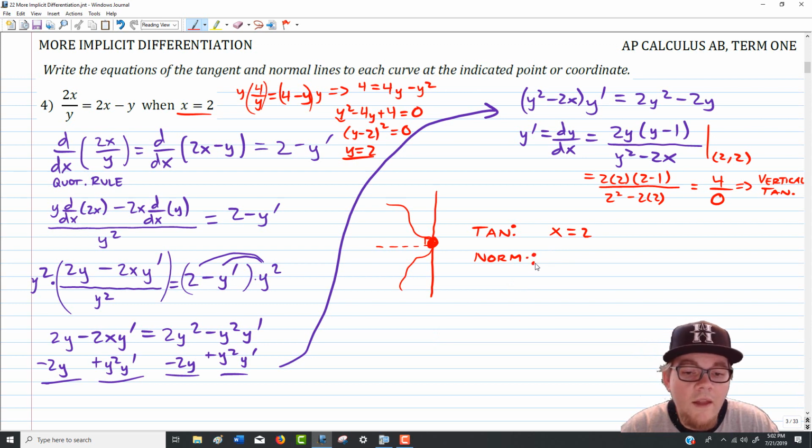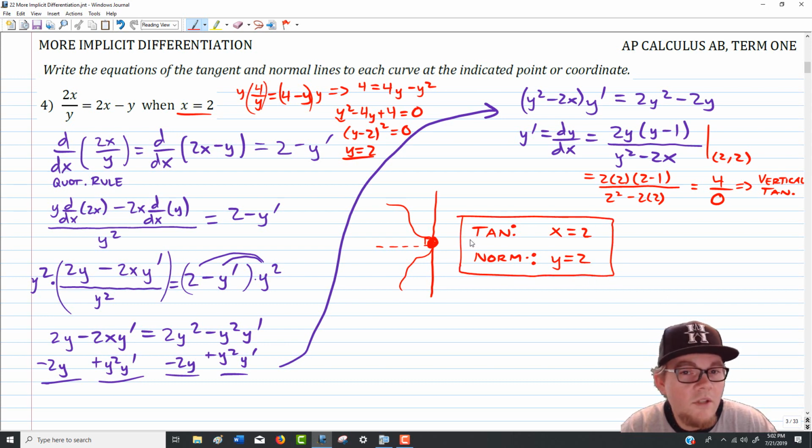The normal line, on the other hand, has to be perpendicular at the same point, and since we know we have to go through the point x equals 2, y equals 2, the normal line is just going to be y equals 2. This is a really crazy outcome. It's not something you would expect. It's not something that I expected either when I wrote the question. I was just coming up with interesting looking functions, but it turns out that in this case, our tangent and normal lines are just x equals and y equals kind of expressions.